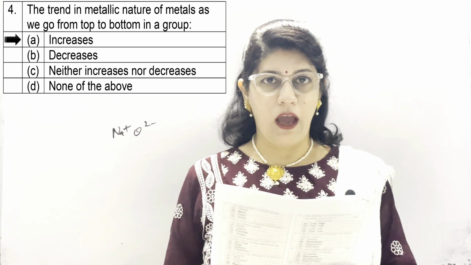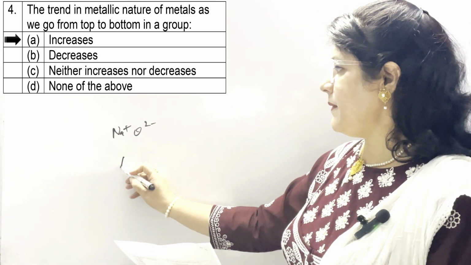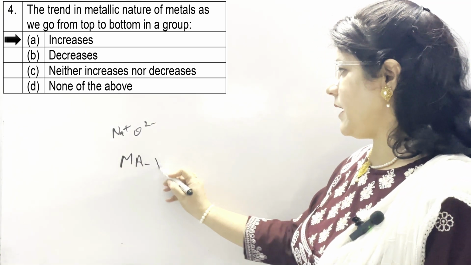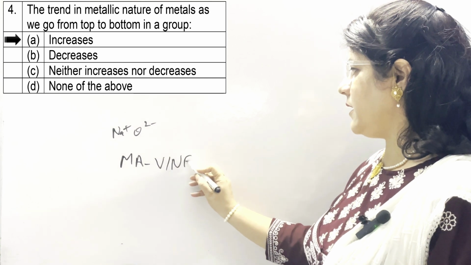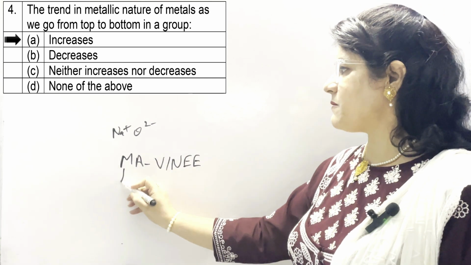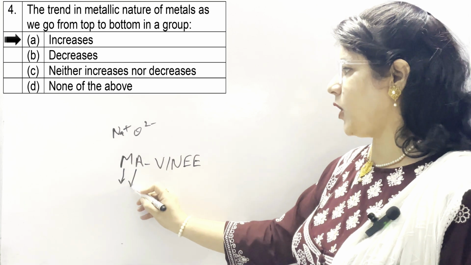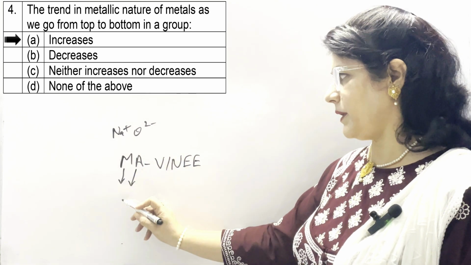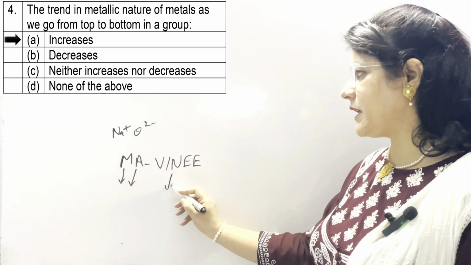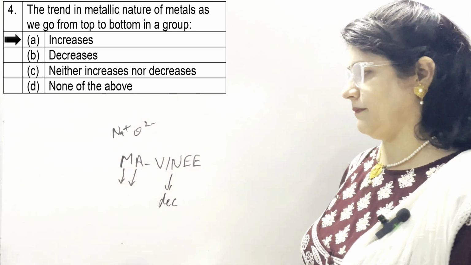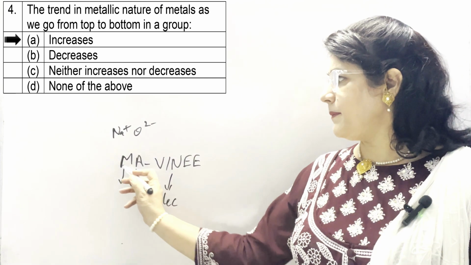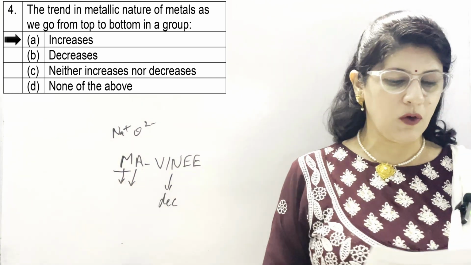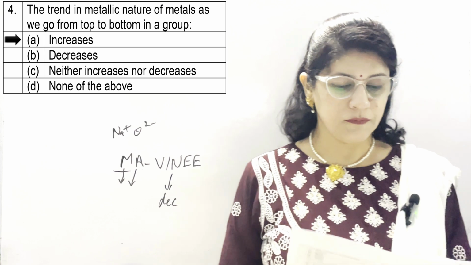To remember this, we have a short term, MAVINEE. M is metallic nature and A is atomic size. These two increase when we go from top to bottom in a group, and all others decrease when we go from top to bottom. So M means metallic character increases when we go from top to bottom in a group.